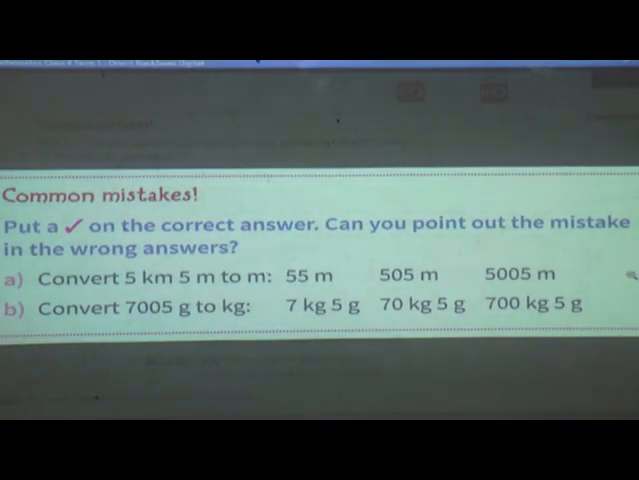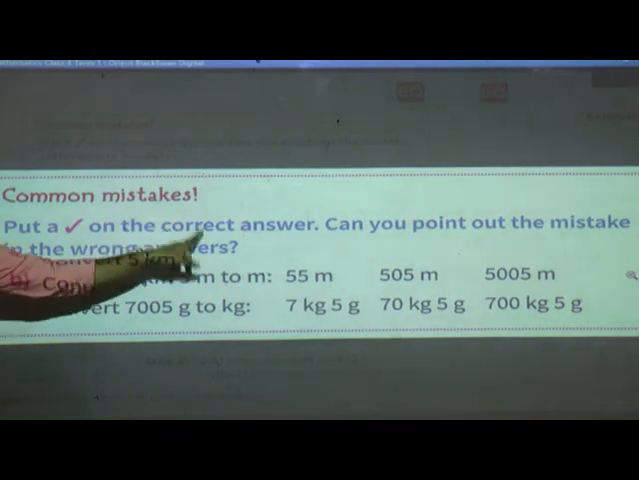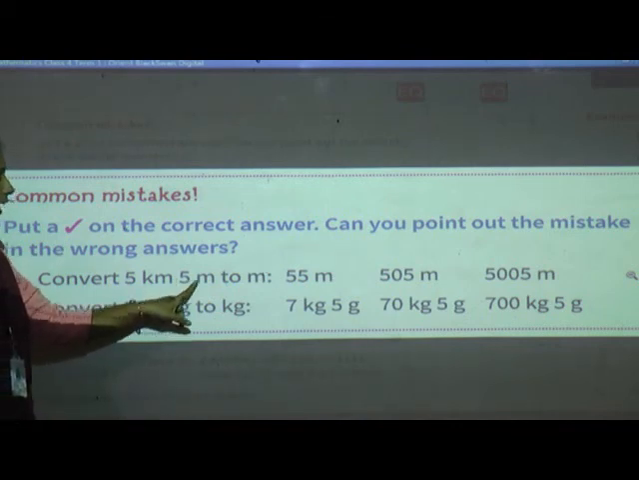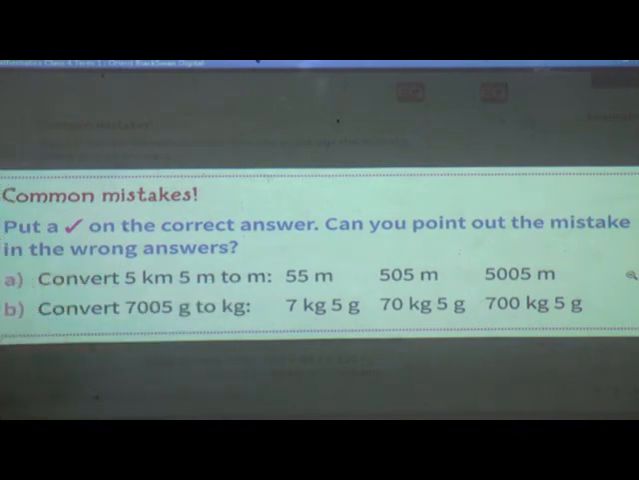See, while converting anything, how you will commit the mistake they had given. So you should not do that. So I will explain you this. Put a tick on the correct answer, and can you point out the mistake in the wrong answers? See, convert 5 km 5 m to meter is equals to 55 meter, 505 meter and 5005 meter. Now we have to convert km into meter, isn't it?